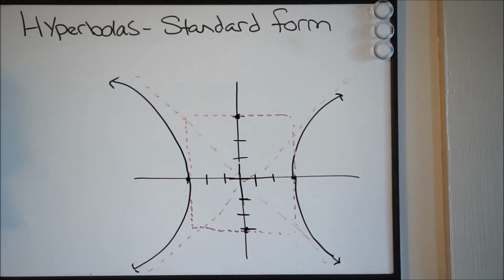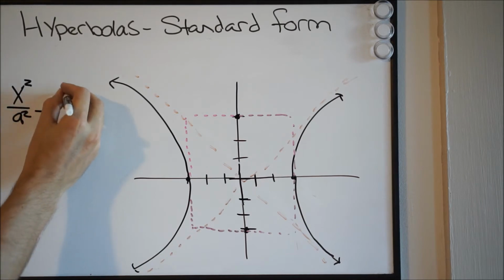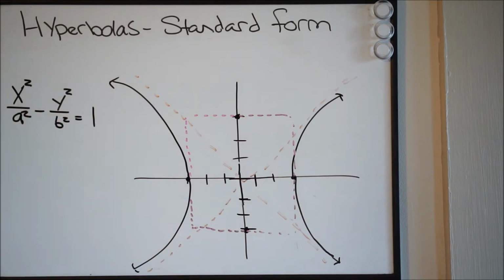Now, the equation we use for a hyperbola that is horizontal is the following. We have x squared all over a squared minus y squared all over b squared equal to 1. Remember, this is a bit different than that of an ellipse, because when you have an ellipse, you're actually adding. Here we're subtracting. And also remember, with an ellipse, your a squared value will always be the bigger of the two denominators. However, when you're dealing with a hyperbola, that won't necessarily always be the case.